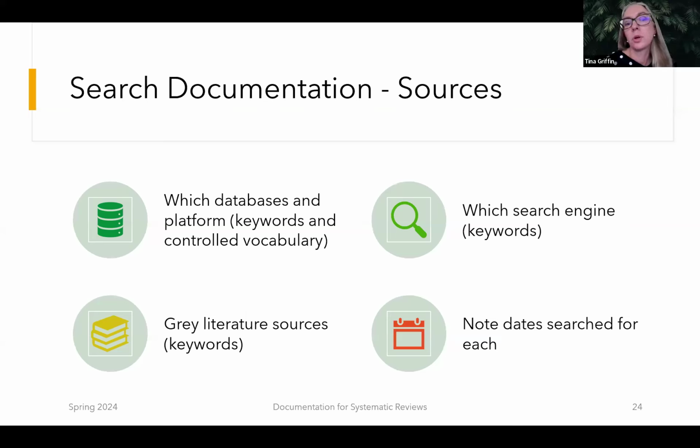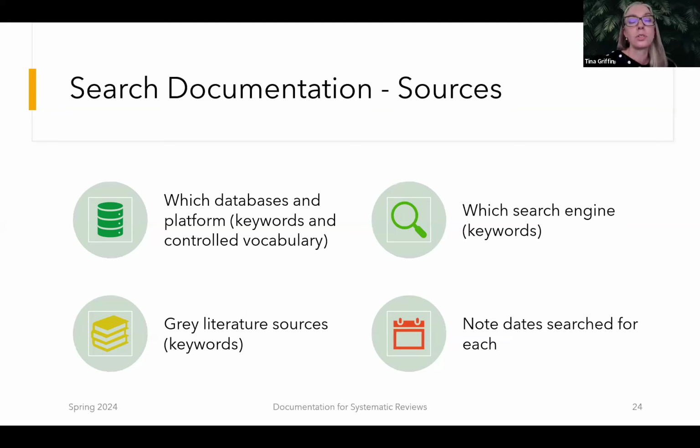There are also other things like gray literature sources. There are various other platforms that you can search. We do have a gray literature link on our systematic review page. These can be things like association websites or other things similar to databases that you also use keywords for. So you do want to keep track of how you're searching those and the exact search string that you use.